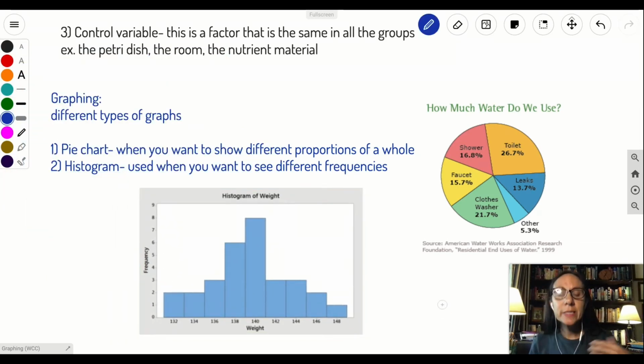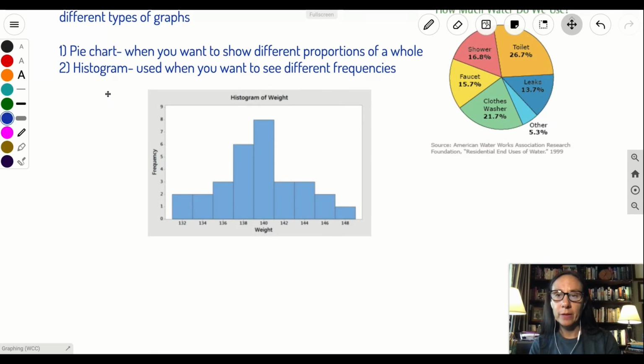And what this tells you is how many you have in each category. Okay, and so this is showing you a histogram of weights and how many you have, how frequent each weight is. And so just by looking at this graph, you can see that 140 is the most frequent weight. Okay, and then the third type of graph that we have is called a bar graph.